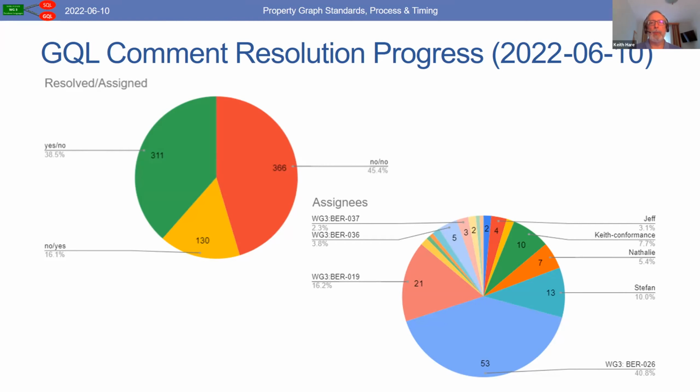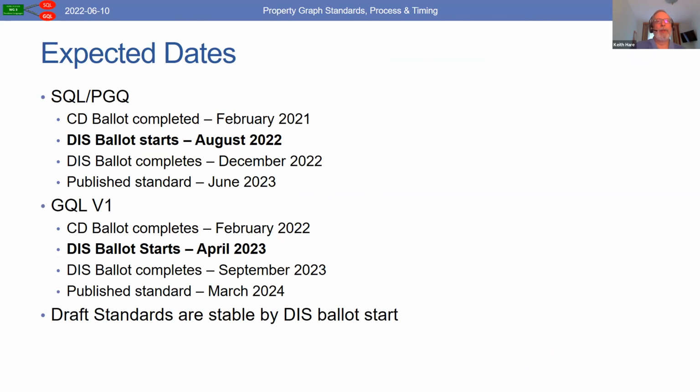And so as of last Sunday, we had 16% where we had solutions and 45% where nobody had volunteered for them yet. We have made a lot of progress in the last week, and we'll make a lot of progress between now and next Friday. So we are resolving comments, but it's still a lot of work to do.